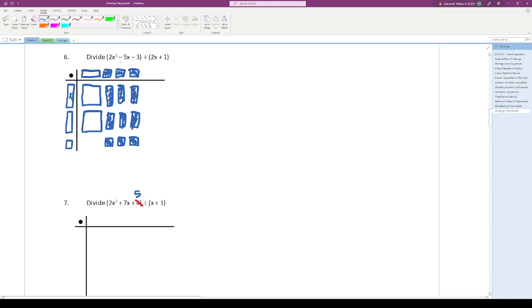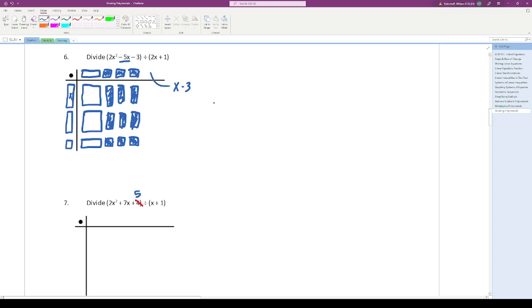But notice that our dividend only has minus 5x. So we also need an x right here where we have 1 times x. So now we have minus 6x and plus 1x, which will come up with the right answer. So our quotient is going to be x minus 3.